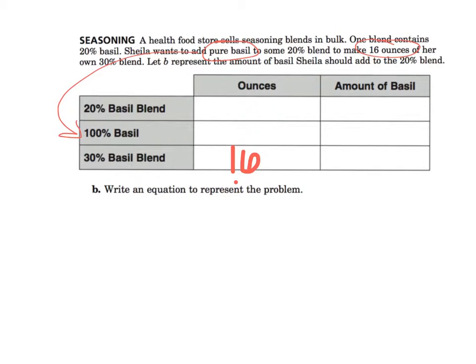The last sentence of the question says, let B represent the amount of basil Sheila should add to the 20% blend. So to get our 30% blend, we are adding 100% basil to the 20. So our 100% basil becomes B. Now, we know that we are adding this 20% basil blend to the 100% basil blend. So, if we have 16 ounces total, we can take away this amount of 100% basil, which we said was B, to get our 20% basil blend. That blend amount becomes 16 minus B.